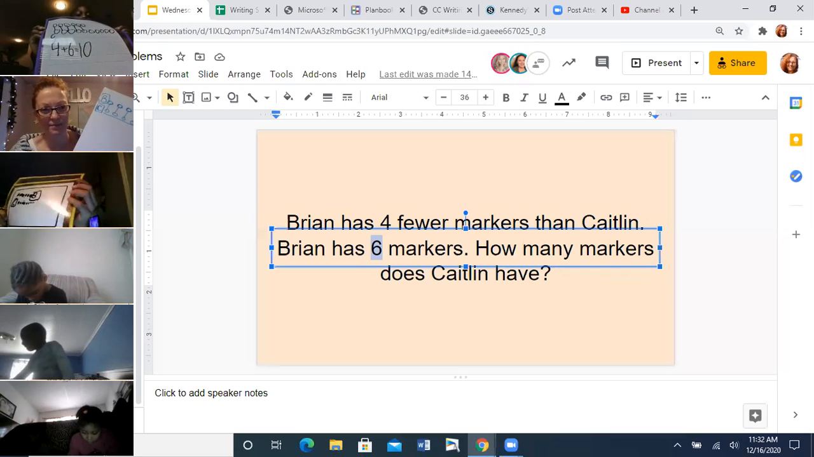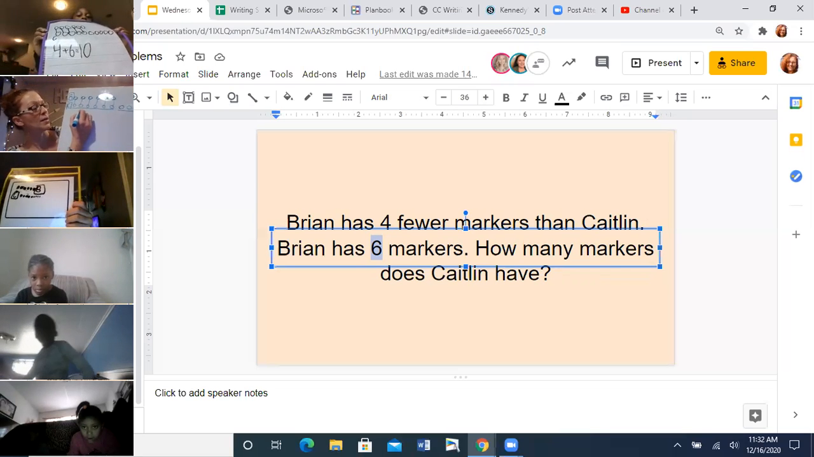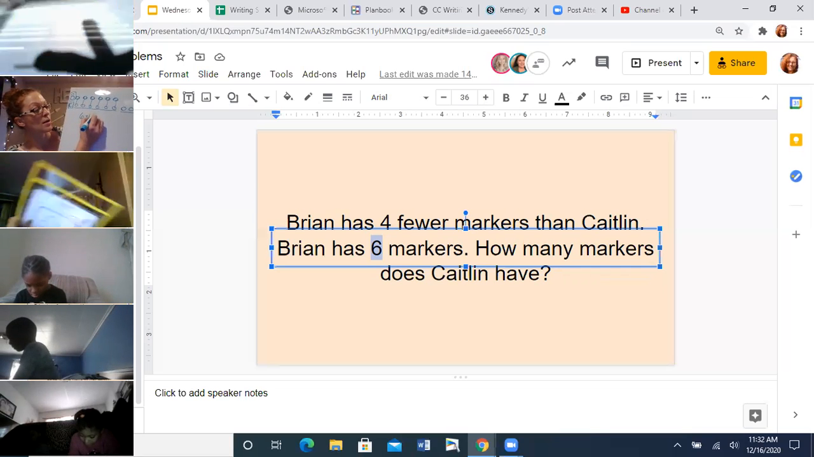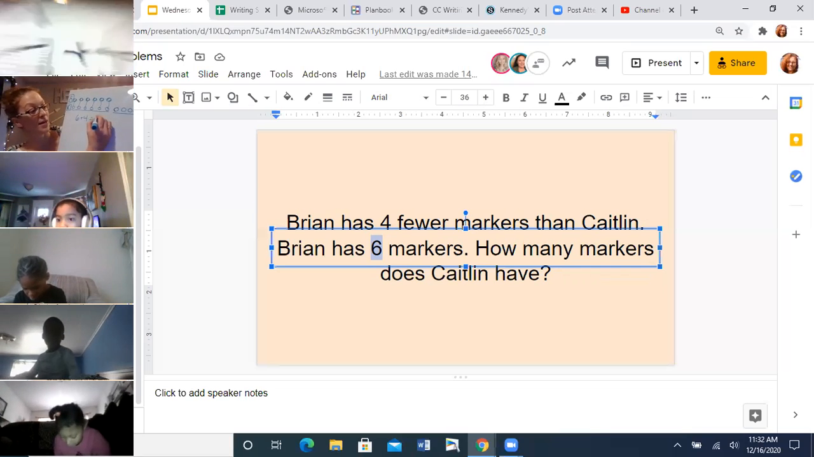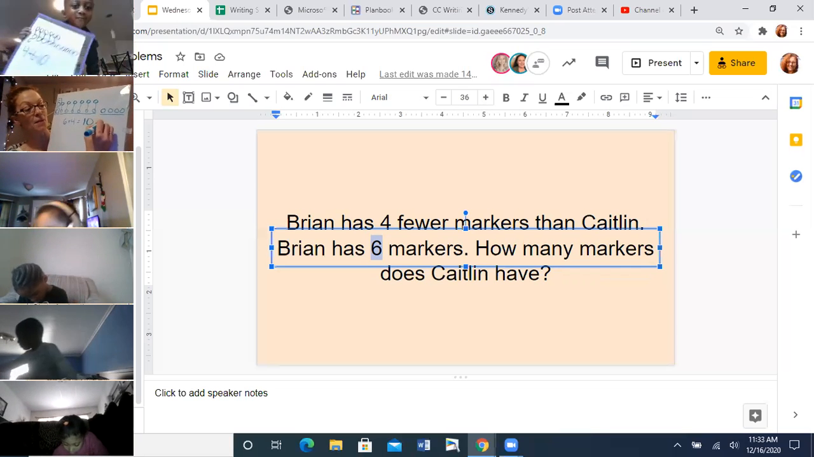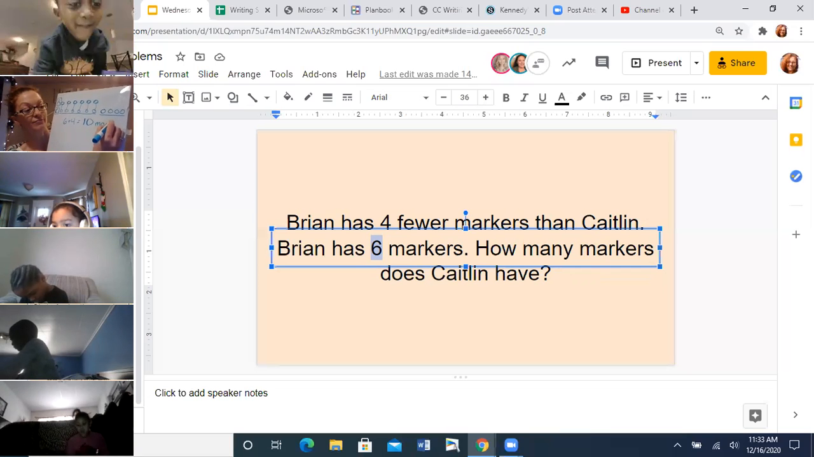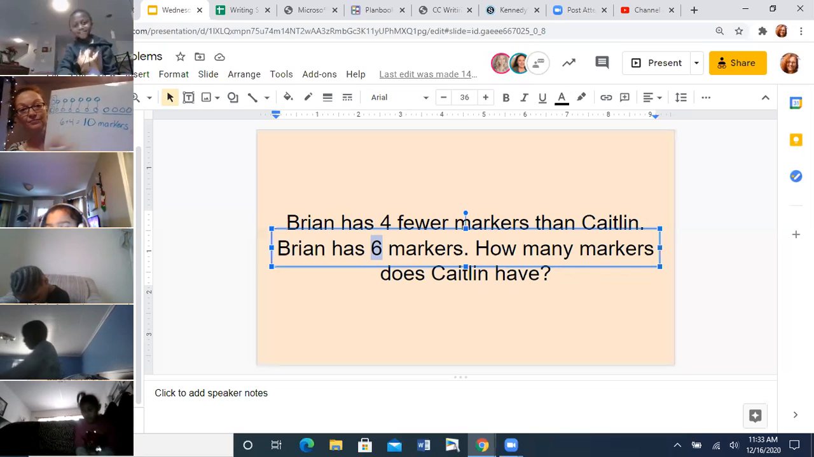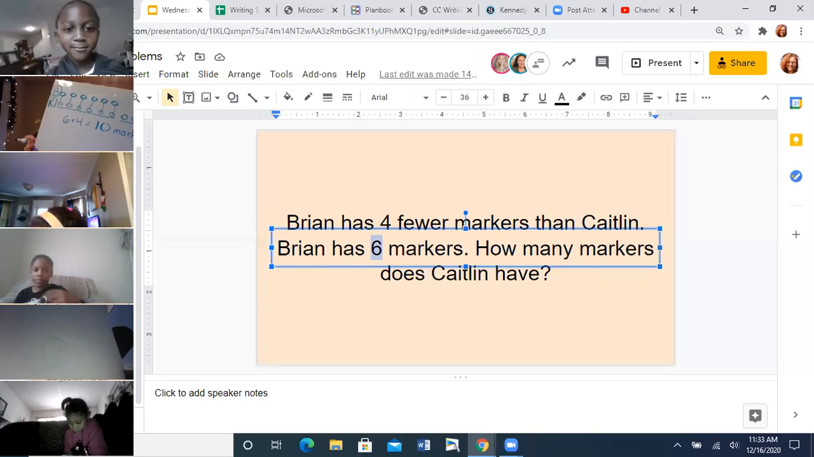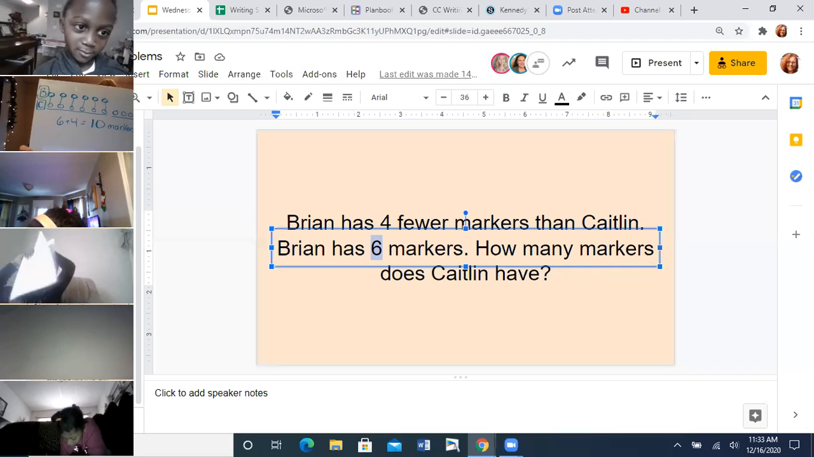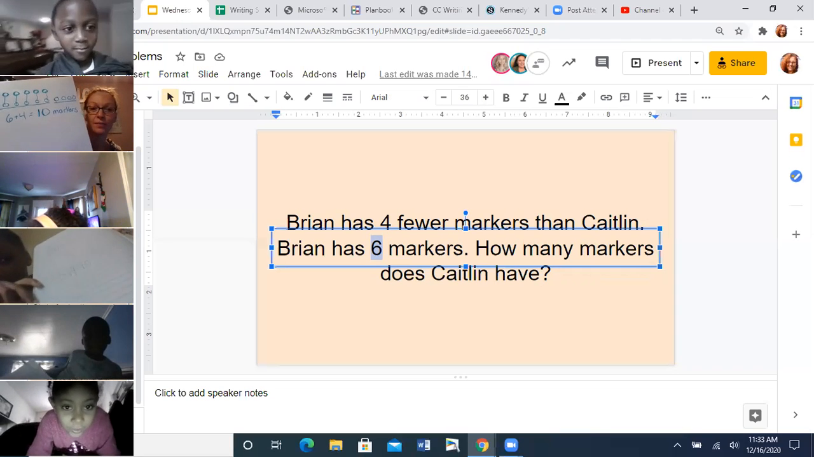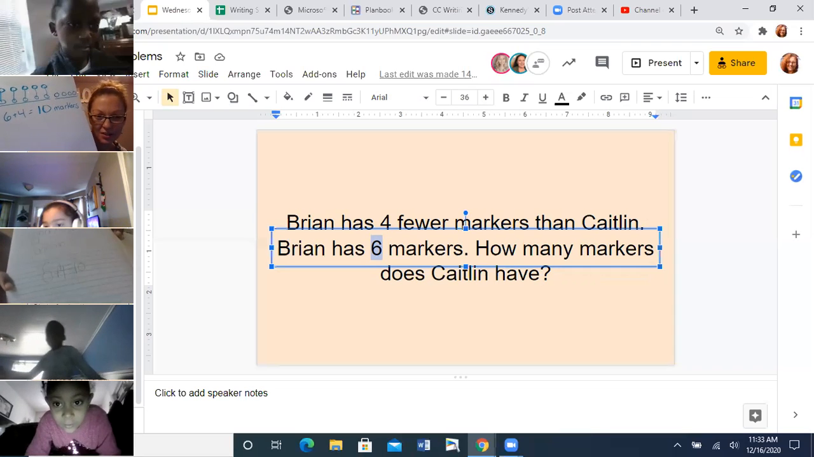Yeah, Jalen's got it. Yeah, Caitlin had 6, right? And then she had 4 more. So that means Caitlin has 10. And I'm going to label it markers. All right, nice work. Good job, Zoe.